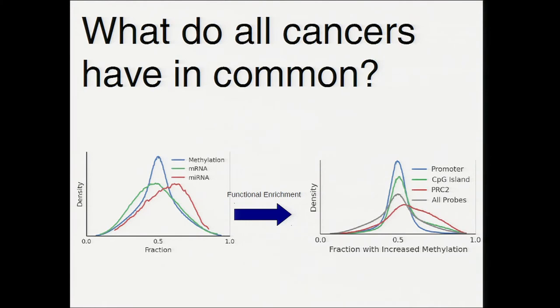Additionally, we can do functional enrichment. So this is on the methylation data. And we can see PRC2 probes have an enrichment for hypermethylation, whereas we see a decrease in promoter hypermethylation that's enriched across the full set. So promoters may be methylated to silence a specific patient's tumor, but these things aren't generally conserved across many different cancers.